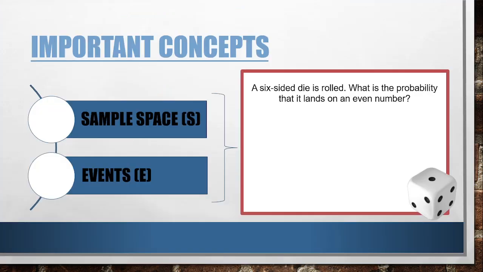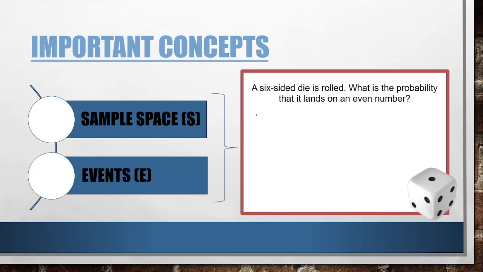Let's look at two important concepts. So we're going to look at sample space and we're going to look at the word events. Okay, so let's say that we have a six-sided die that is rolled. That is just a singular version of a dice. What is the probability that it lands on an even number?